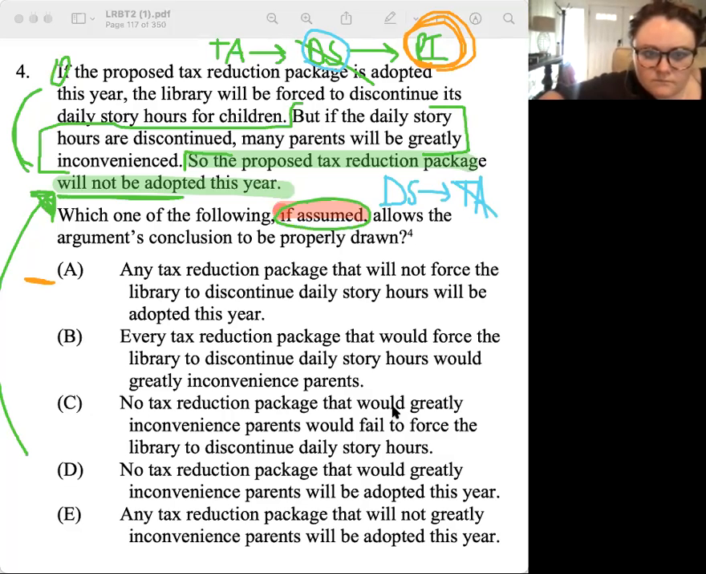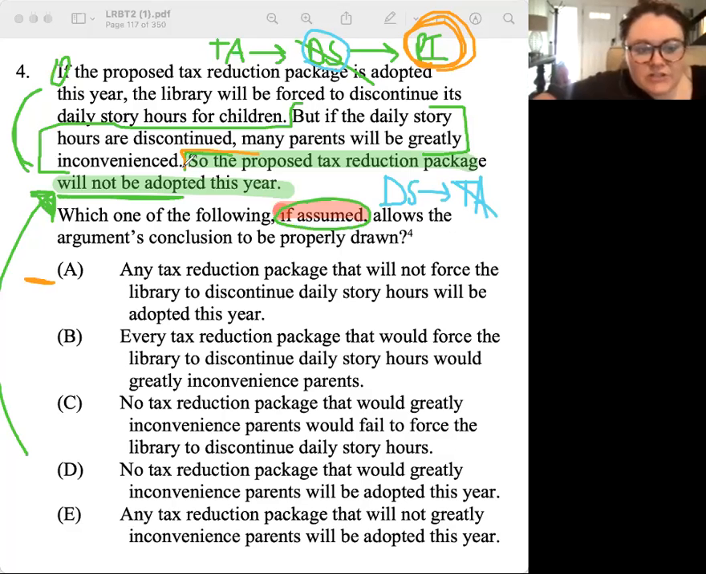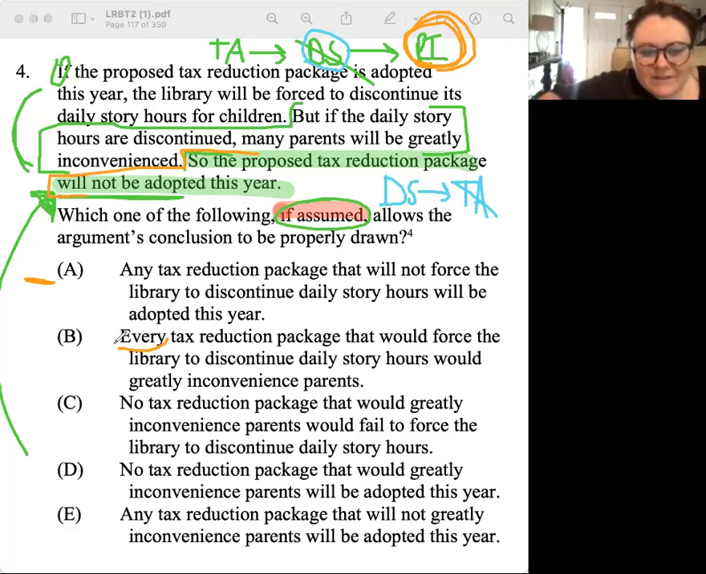Every tax reduction package that would force the library to discontinue daily story hours would greatly inconvenience parents. So don't like it. Yeah, because our goal is to say that this particular tax reduction package is not going to happen. B is saying every package, like it's just telling us that every tax reduction package would discontinue daily story hours and greatly inconvenience parents. That does nothing to tell us that this one isn't going to happen. So it's not B.